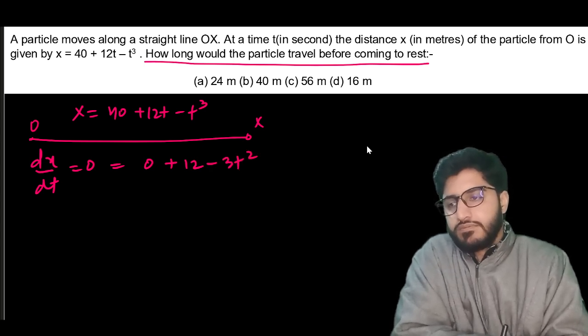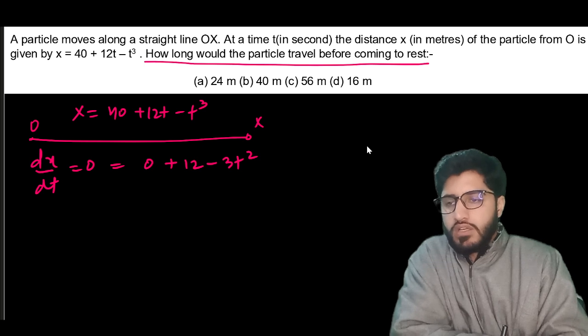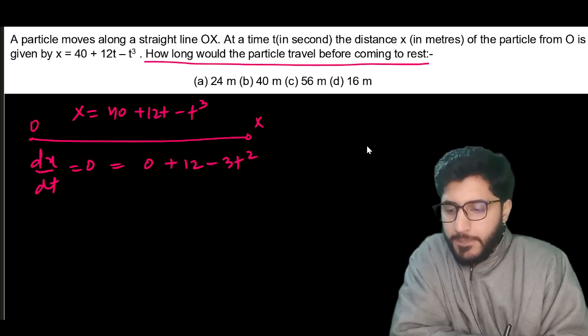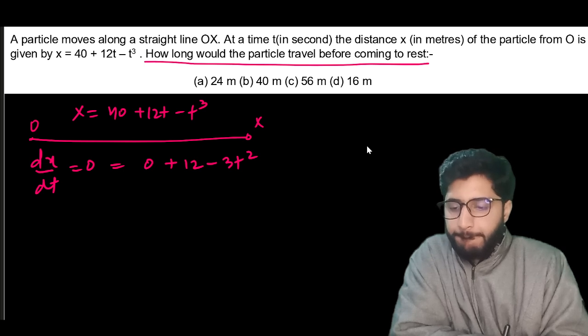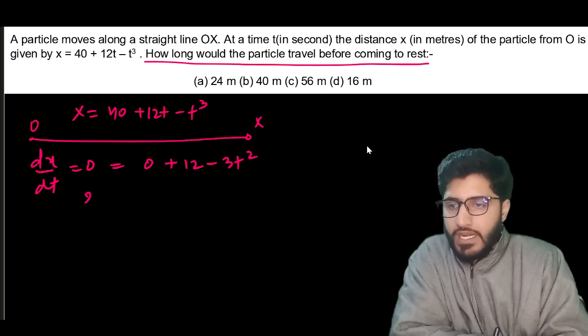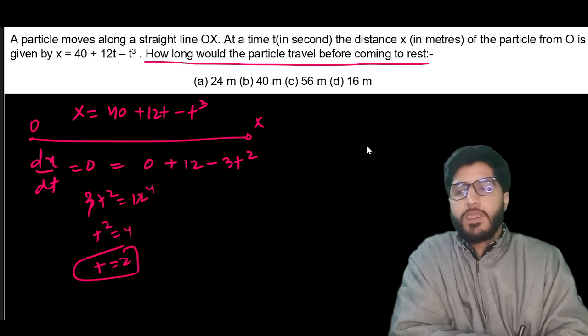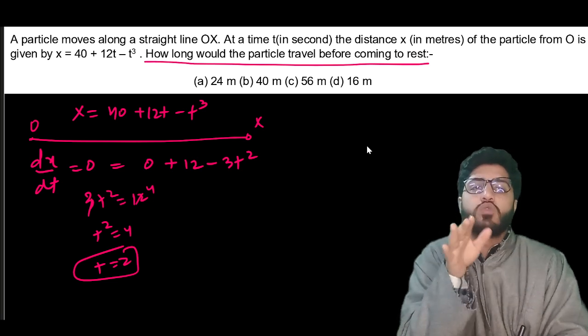Yes? Okay. So it's t square, right? So I can write 3t square equals 12. But 3 fours are 12. So t square came out to be 4, so t came out to be 2, right? Yes, after 2 seconds. So I need to find the distance from 0 to 2.